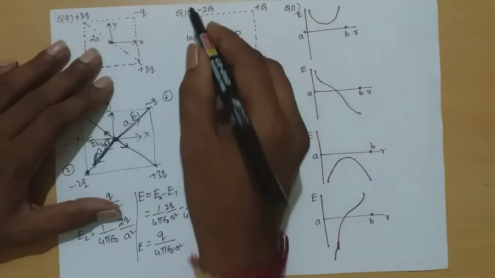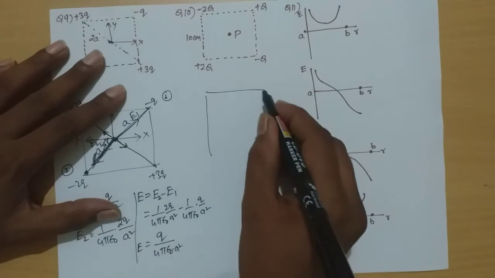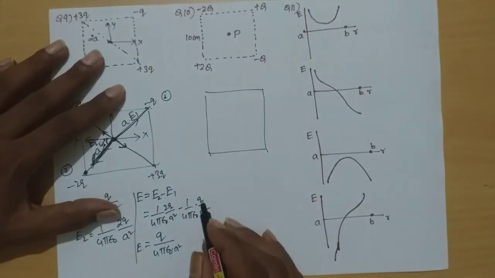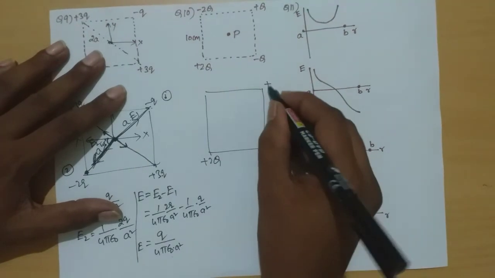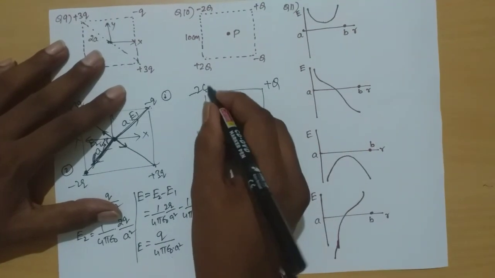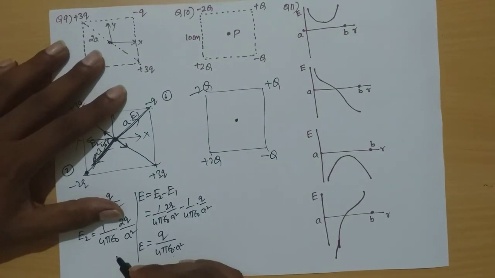And next, see the 10th question. The 10th question we also have to do in the same manner. So this is the square. Now they are asking only the direction. So this is plus 2q, minus q, plus q, and this is minus 2q. At the center we have to find the field, for the square only. It is the same distance from the vertices.